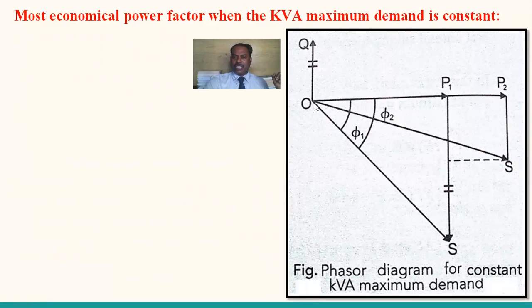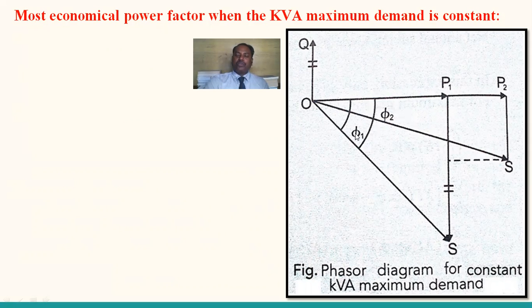So you see here, initially the system absorbs the real power P1. At that time, the system has a reactive power, and the kVA is equal to the square root of P square plus Q square, and the power factor angle is φ1. The first one, this is not correct. You can observe here that φ2 lies only between these two.